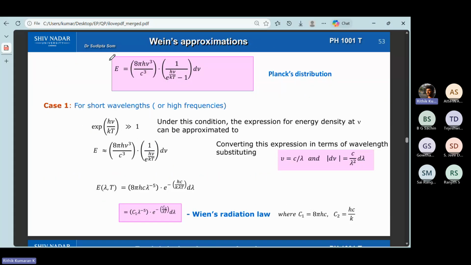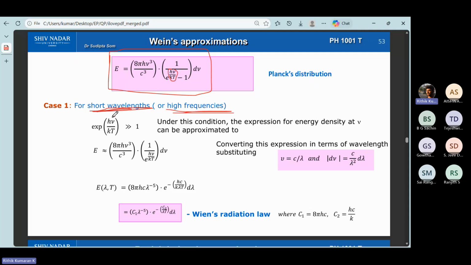Now we see different cases using this formula. This formula is settled. What we are going to do is show that this formula accounts for Wien's as well as Rayleigh's laws. How do we say that? First, take a shorter wavelength. Take this exponential term. If there is a shorter wavelength, it means there is a higher frequency.